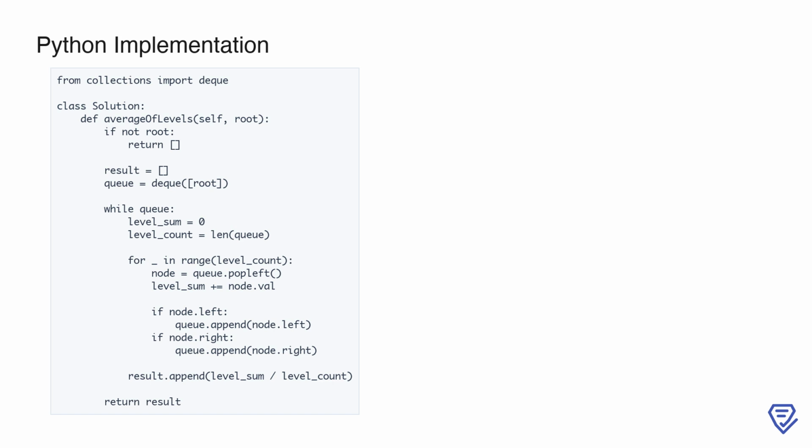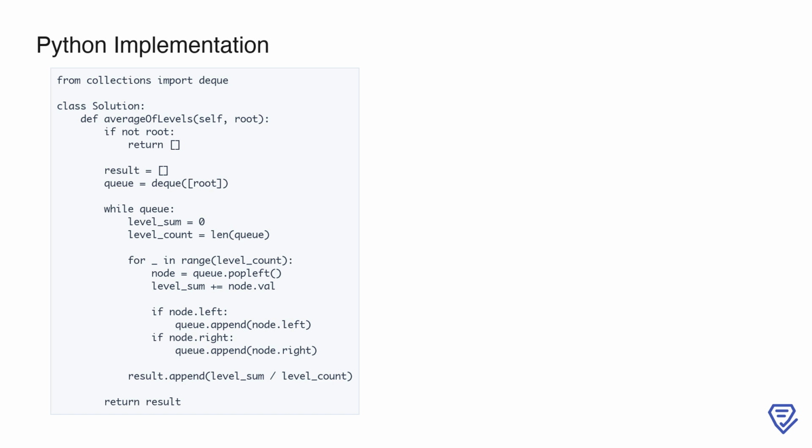no levels to compute. 3. Queue setup. We initialize a queue with the root node. The queue will help us process nodes level by level. 4. Processing levels. The while loop continues as long as there are nodes in the queue. For each level, we initialize level_sum to accumulate the sum of node values at the current level. The level_count stores the number of nodes at the current level, the length of the queue.